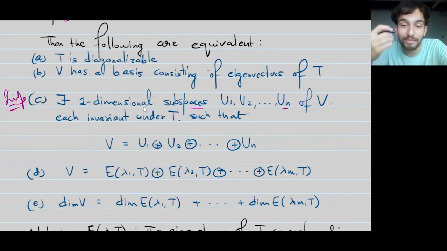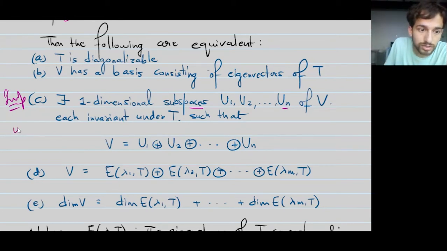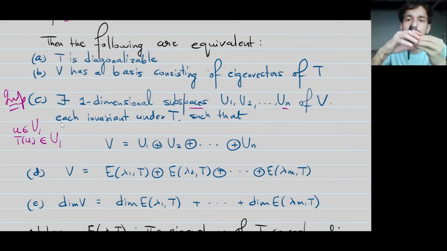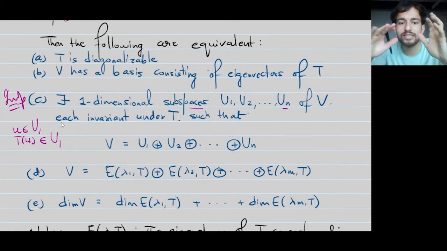By invariant I mean, suppose for one particular case I choose some u in capital U1 and I apply T over it, then the image also belongs to U1. That is, if you take an element from some subspace and apply the operator T on it, the output also belongs to that space. Such subspaces are said to be invariant under the operation of T. Then if your operator is diagonalizable, you can express your vector space as the direct sum of these invariant subspaces.